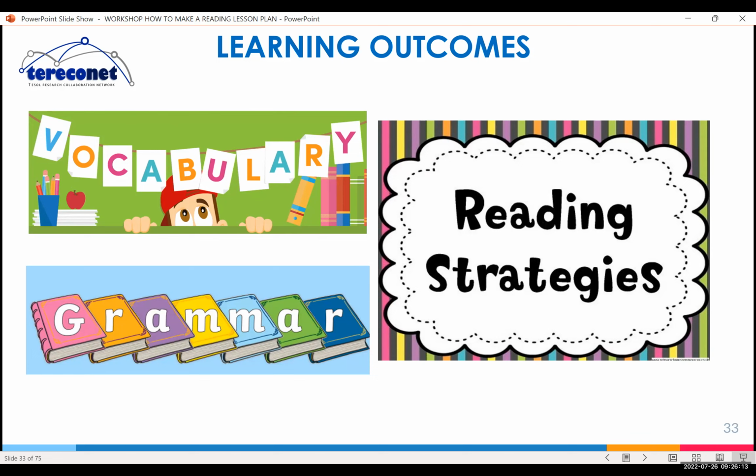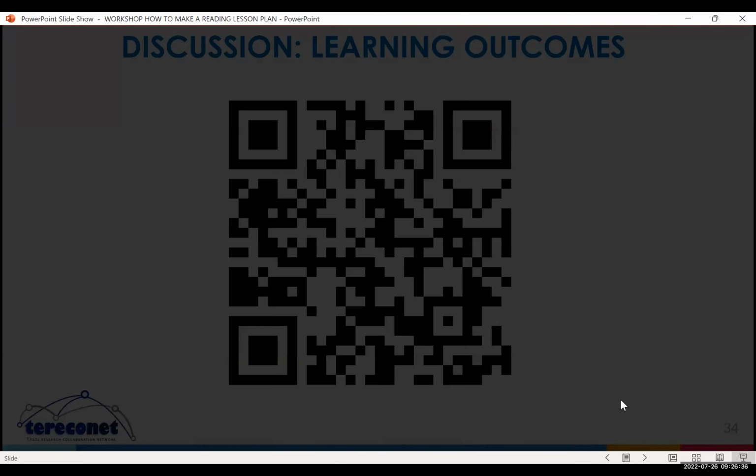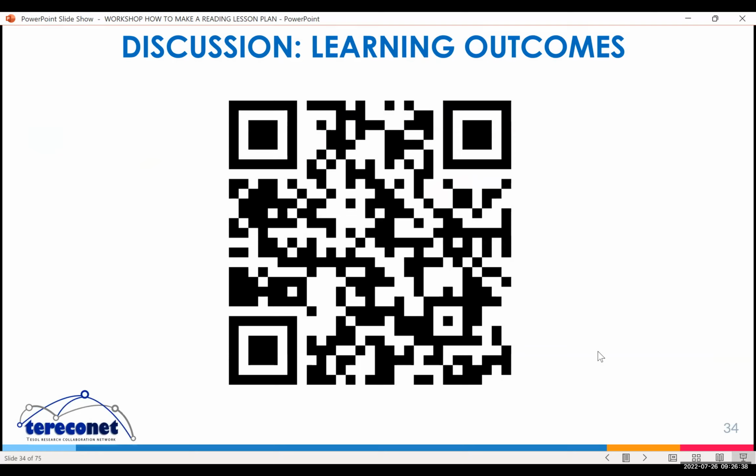Similarly, what reading strategy do you want your students to develop on that day? And then after the students read that type of reading passage, what else? What can they apply? What can they analyze? For example, what can they evaluate, or what can they create for that type of lesson? So let's work together and try to think of some learning outcomes.